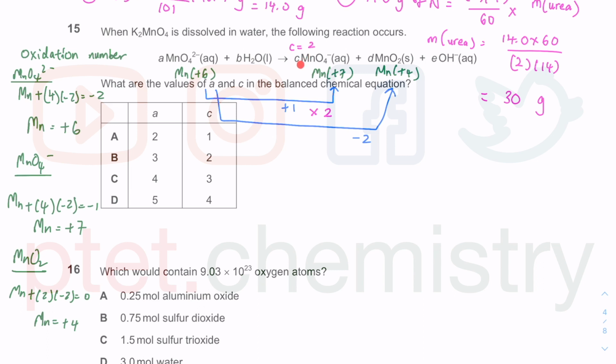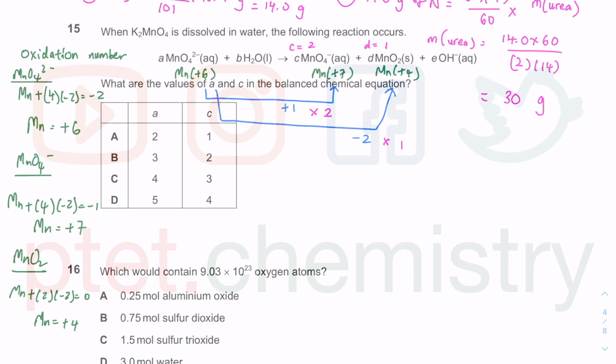And if C is equal to 2, it does not mean A is equal to 2, because this is the only thing with manganese. It forms this, it also forms this. So C plus D will give you A, because there's the manganese amount stated there. But this is minus 2. To get to 2, I just multiply by 1. So D is equal to 1.